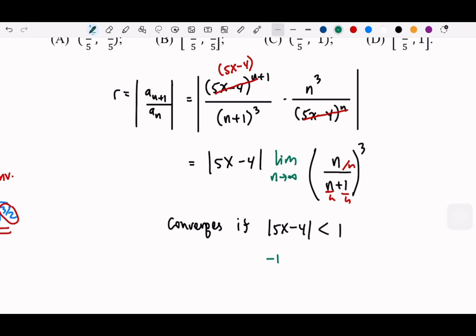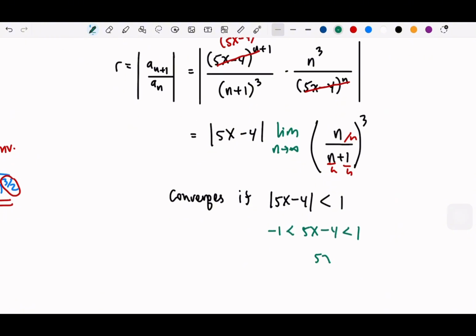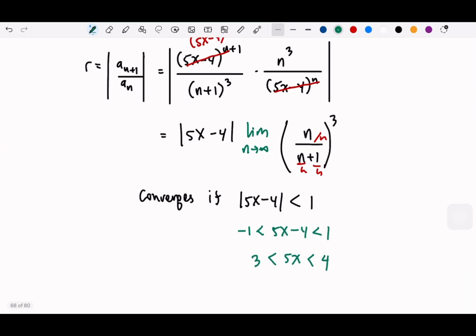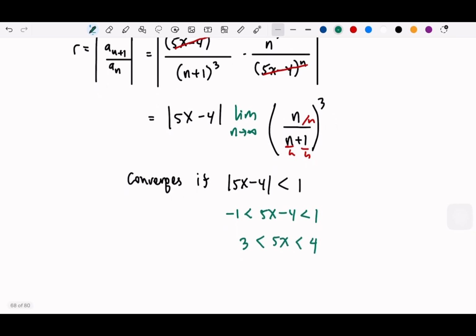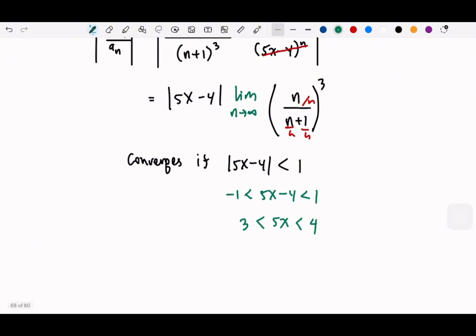So you will see that we have x should be 1 less than... not 1, 3 over 5, sorry. And this is 1. Okay. But this is not complete, okay? Not yet.